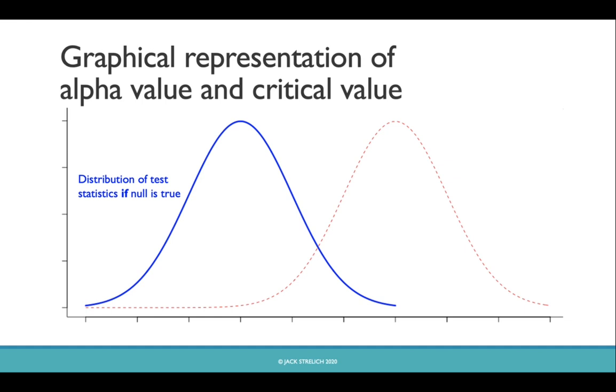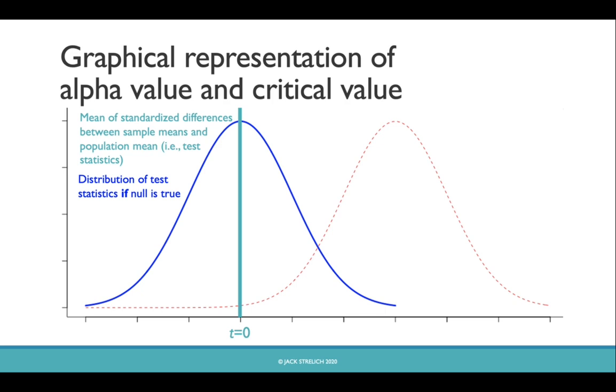Let's take a look at a graphical representation of alpha value and critical value. So here in blue, we have the distribution of the test statistics if the null is true. The vertical line here represents the mean of standardized differences between sample means and the population mean. In other words, the test statistic. Notice that this distribution is centered at 0, because if the null hypothesis is true, if we draw random samples from our population and calculate the t-scores associated with them, there will be random variation, but that distribution will be centered on 0.